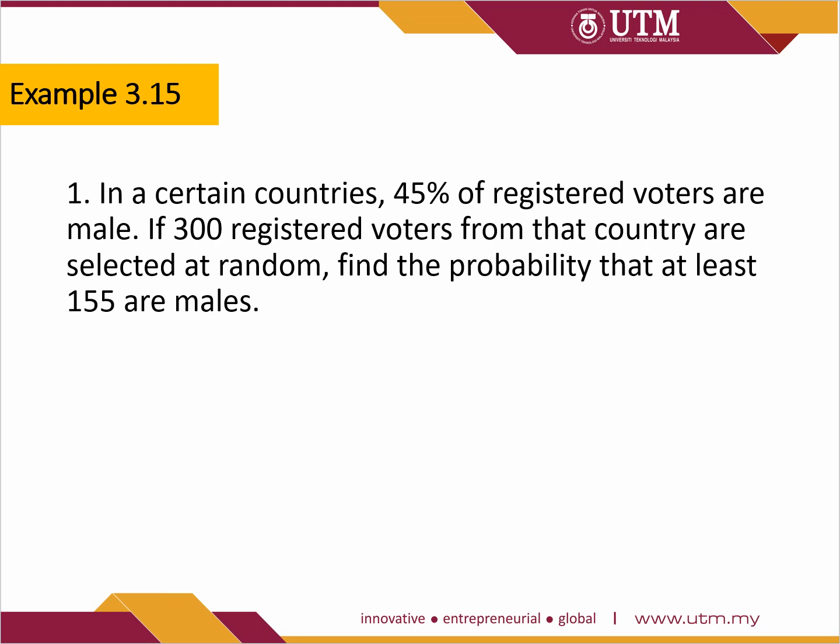Okay, now let's do this example. In a certain country, 45% of registered voters are male. So p is given as the proportion of voters that are male. And 300 registered voters from that country are selected at random. So this is our n. Find the probability that at least 155 are males. So this is a binomial problem. X follows binomial, given n is 300, p is 0.45.